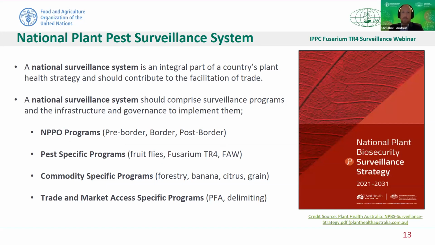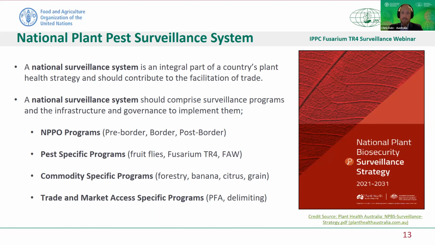So as far as a national plant pest surveillance system goes, it is a very integral part of a country's plant health strategy. And importantly, it facilitates trade, but it also should be the backbone and the technical basis of your biosecurity system in terms of early warning, early detection, and then response. There are a number of different components of a national surveillance system. So you might have national programs such as pre-border or border or post-border programs. There may be pest-specific programs that focus on biosecurity or trade and market access or export priorities like fruit flies or Fusarium TR4 or fall armyworm.